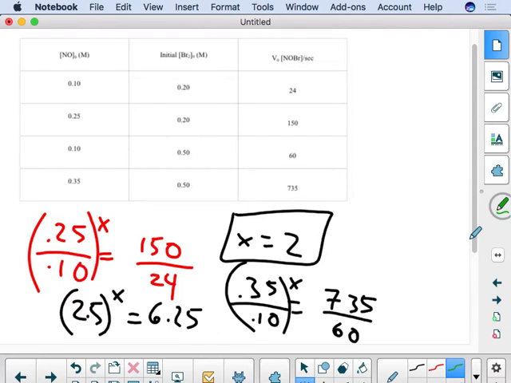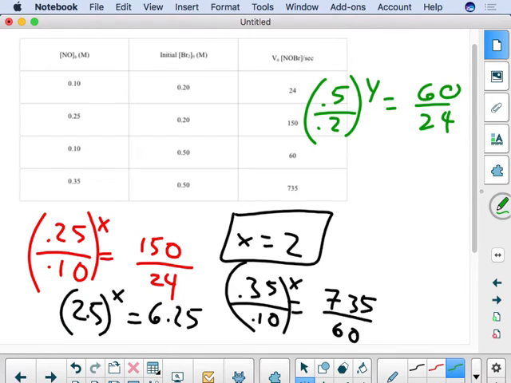First and third. So in that case, we've got 0.5 divided by 0.2 to the y power equals 60 over 24. Henry, what is 60 over 24? 2.5. So y equals 1. Smile and nod. Easy peasy. Okay. They asked us for K here.